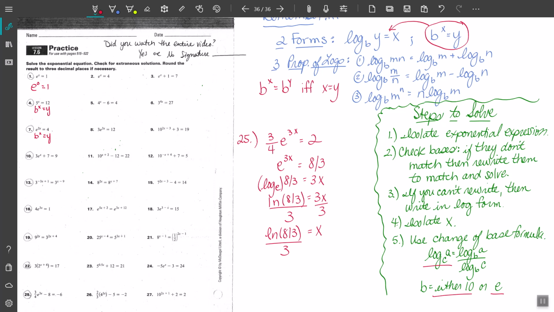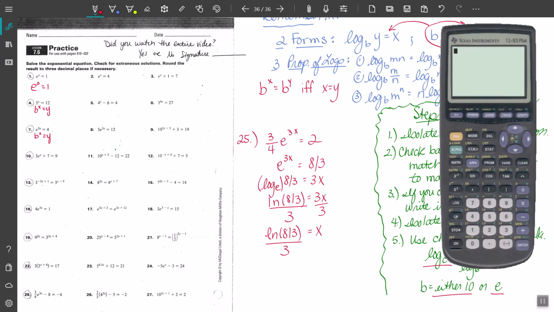All right, and then we're ready for the calculator. All right, and natural log, 8 divided by 3, end parentheses, and then we'll divide the whole thing by 3. And we'll get this answer, 0.327, once we have rounded that 6 up.